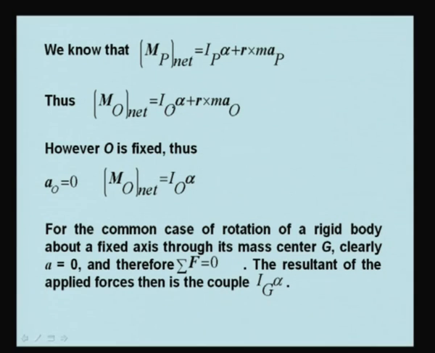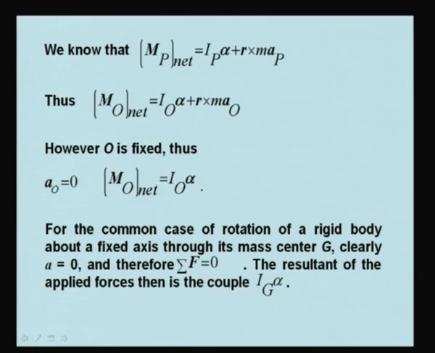Now if we are talking about the fixed point O, then we can use this equation. Instead of P, just write O. You get M_O net is equal to I_O times alpha plus r cross m A_O. However, O is fixed, thus the acceleration of O is 0, so A_O is equal to 0. Therefore, you get M_O net is equal to I_O times alpha. So this is the equation for the moment.